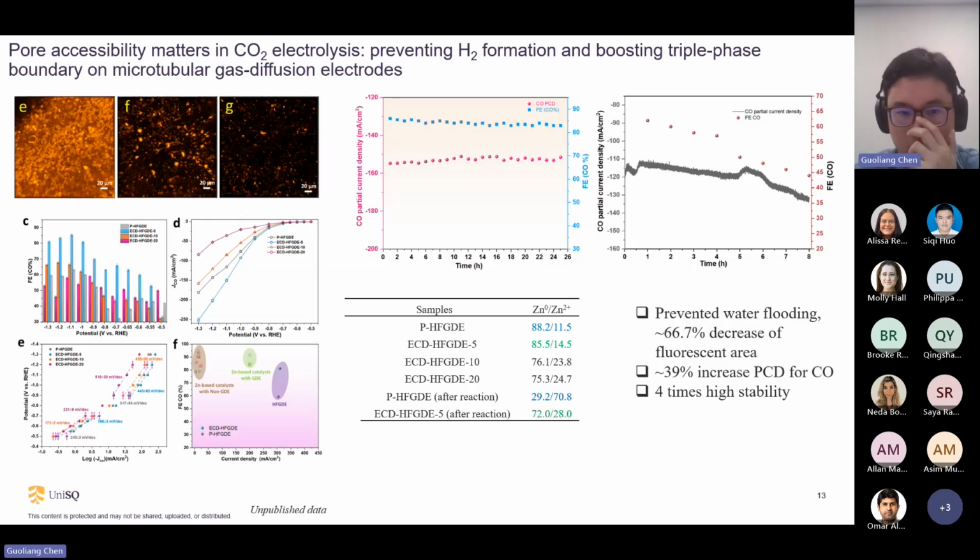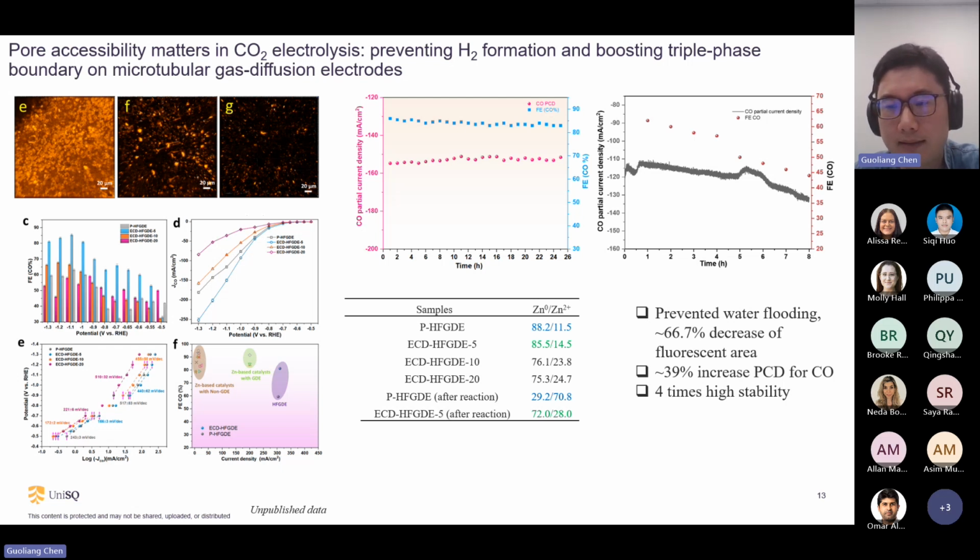So we also conduct confocal laser microscopy to track the fluorescent area of this configuration. So figure E here is where we didn't apply any gas penetrating through the hollow fiber, so the hollow fiber is fully wetted. We saw actually 100% fluorescent area here.